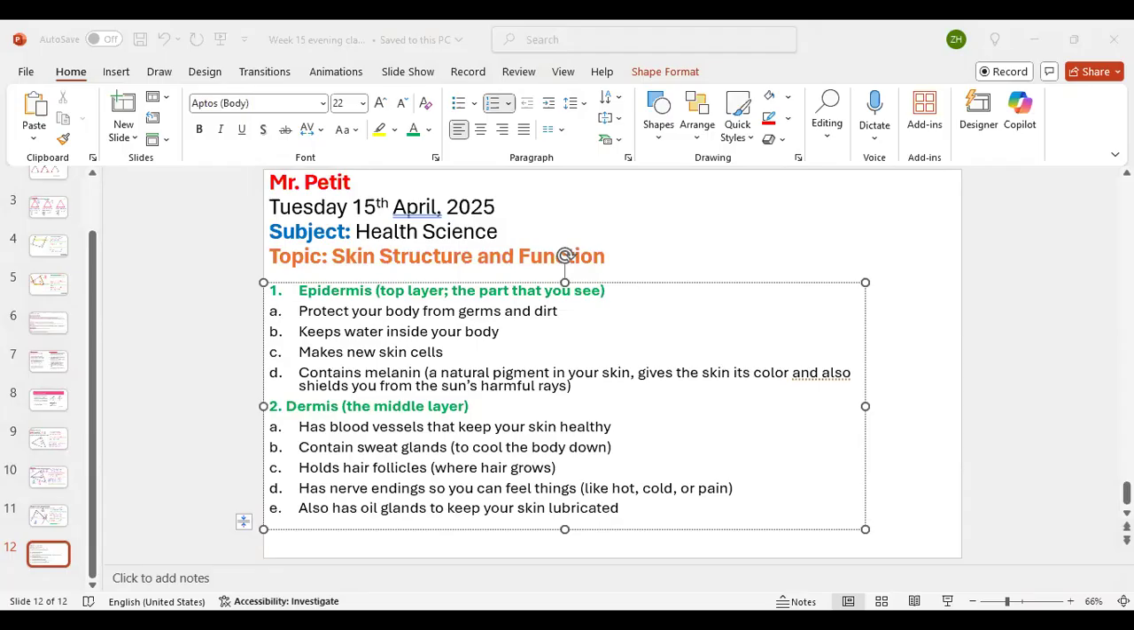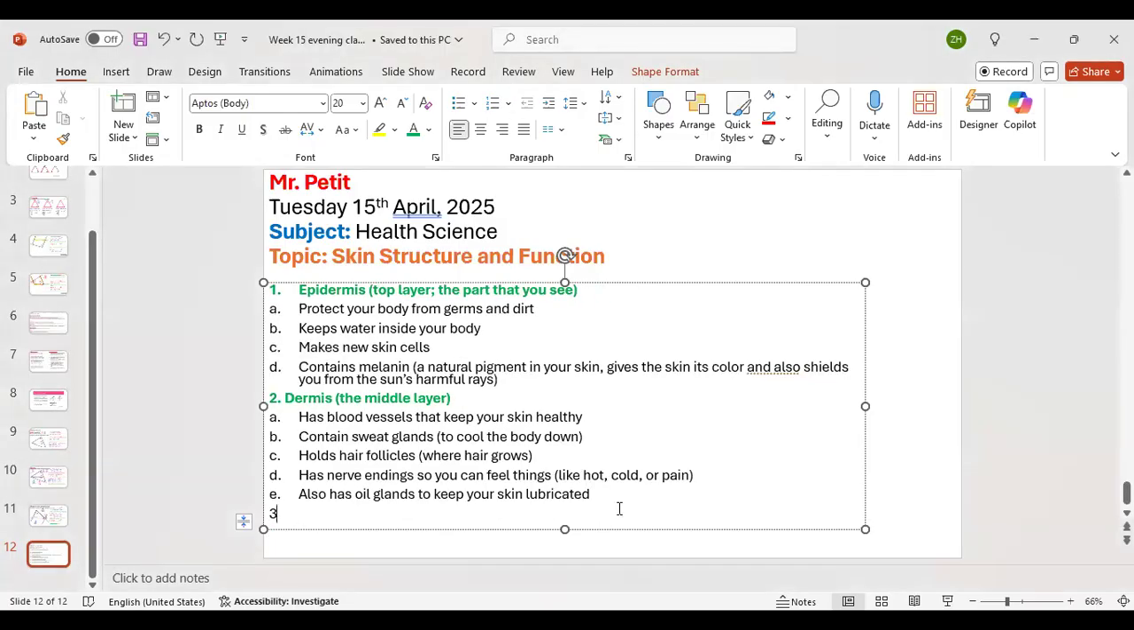Then we have the third layer. Anyone know what the third layer is called? Hypodermis. The third layer is the fat layer. There's another word for it. Anyone could pronounce this word? Let me see how y'all could pronounce this. Subcutaneous layer. Very good, Amaya.